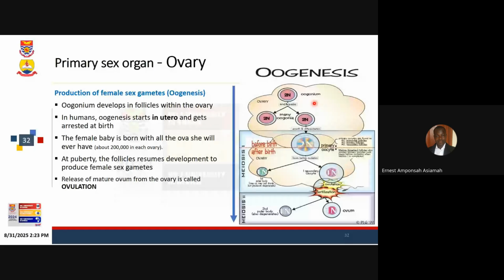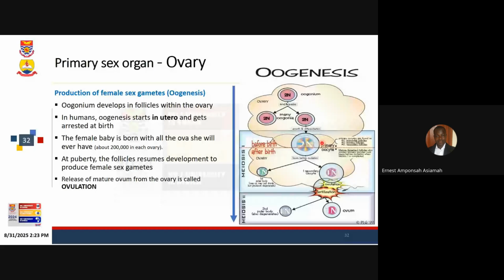So we have the oogonium. This is in utero. So in utero, the oogonium will undergo division. One would remain as a residual cell, so that in future it can serve for future development. But the other one would undergo growth and will differentiate. When it differentiates, it will produce what we call the primary oocytes.